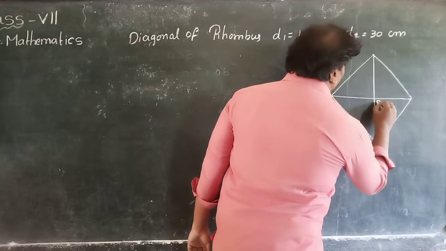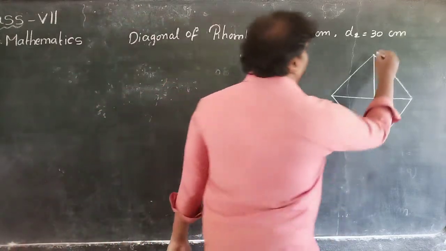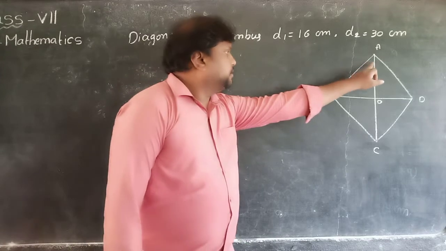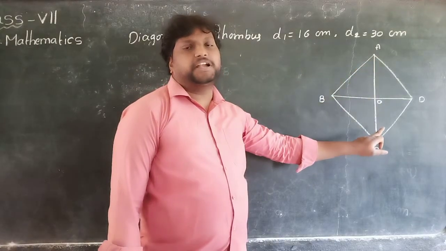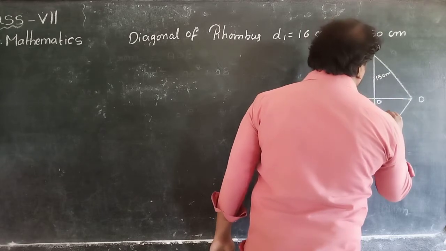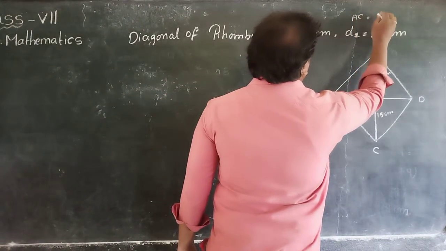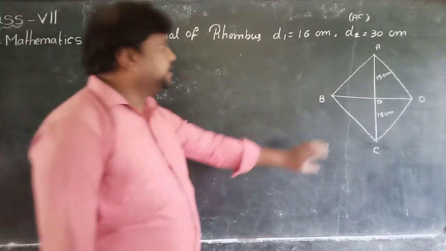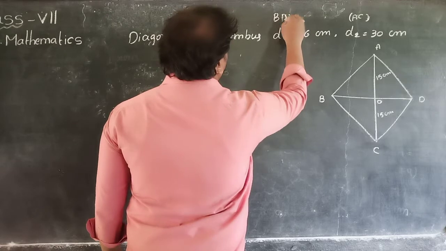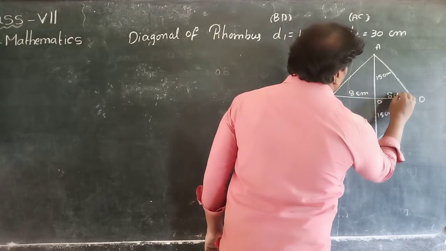The intersection point of two diagonals is O. Already we know in a rhombus the two diagonals are perpendicular bisectors, ABCD. Means the AC diagonal is 30 cm, then AO is equal to 15 cm and OC also 15 cm. Total AC is equal to 30 cm. Like that, BD is equal to 16 cm, then BO is 8 cm and OD is 8 cm.